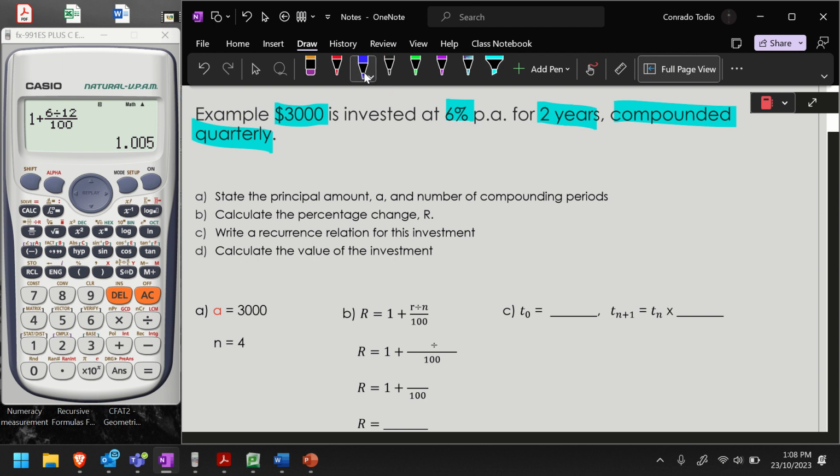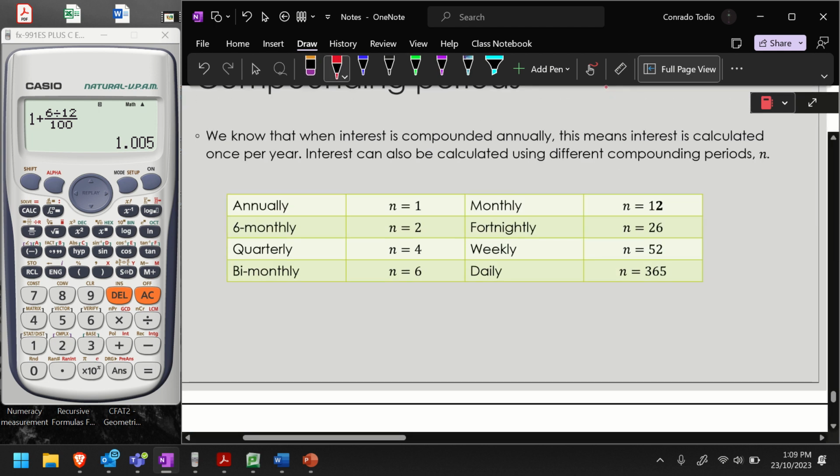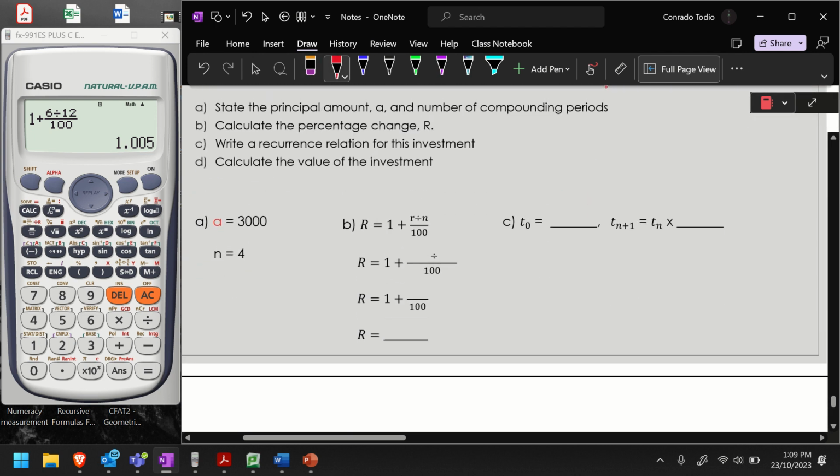Okay, those are the four bits of information that you're probably going to use for this question. It's already kind of filled out for you there, but the principal amount A is obviously 3,000. Easy. Now, the number of compounding periods. Again, read the question: compounded quarterly. If you can't remember what that means, just go back to that table. Quarterly, their value is going to be 4. So that means N will be 4.